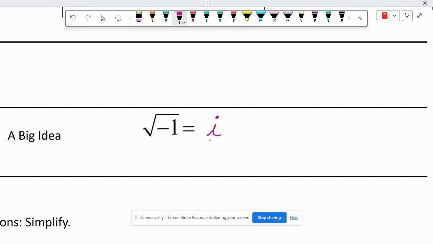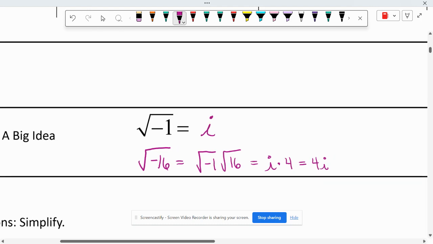So if I wanted to think about taking the square root of -16, I can break it up as a product, the square root of -1 times the square root of 16. I know that the square root of -1 is i, and the square root of 16 is 4, so this equals 4i. That was the whole idea behind your video on Friday.